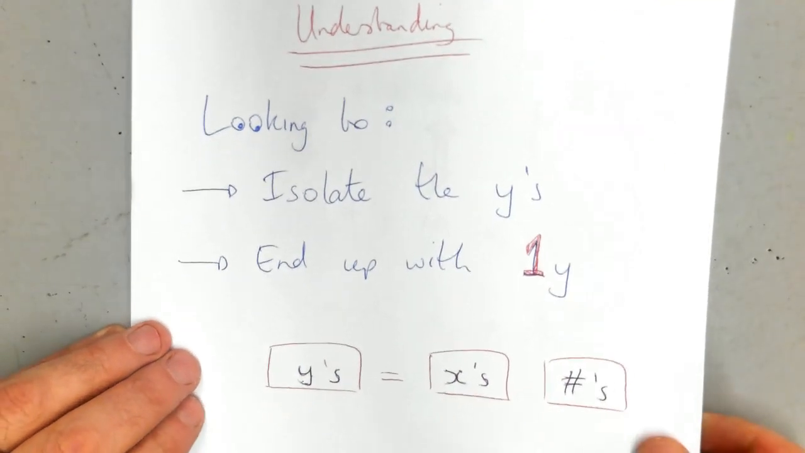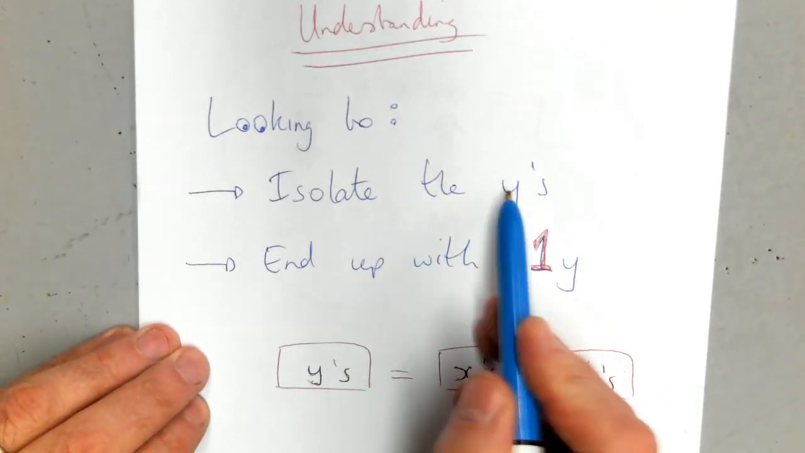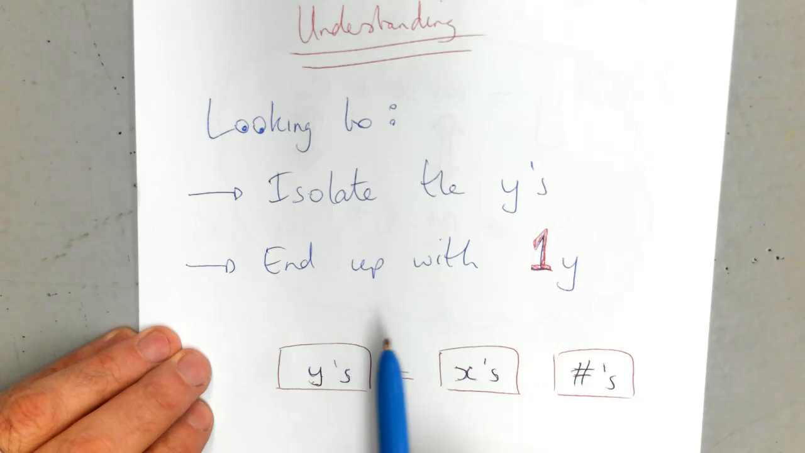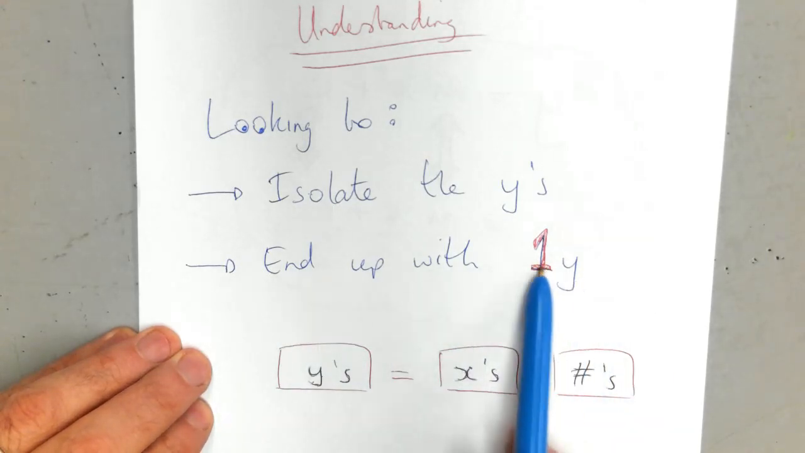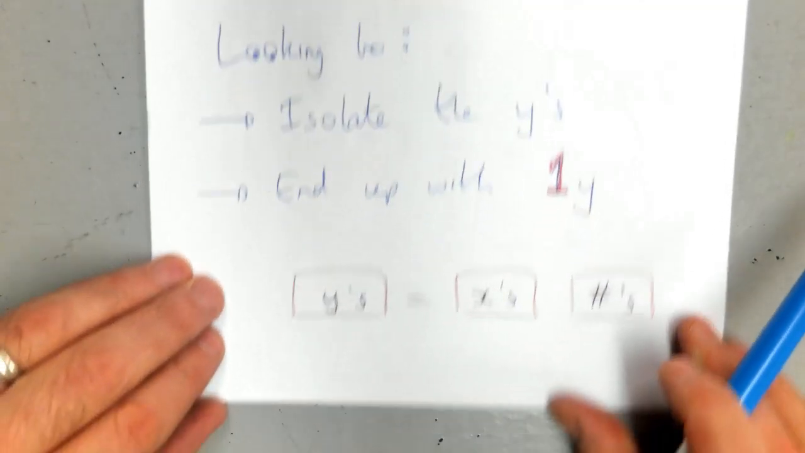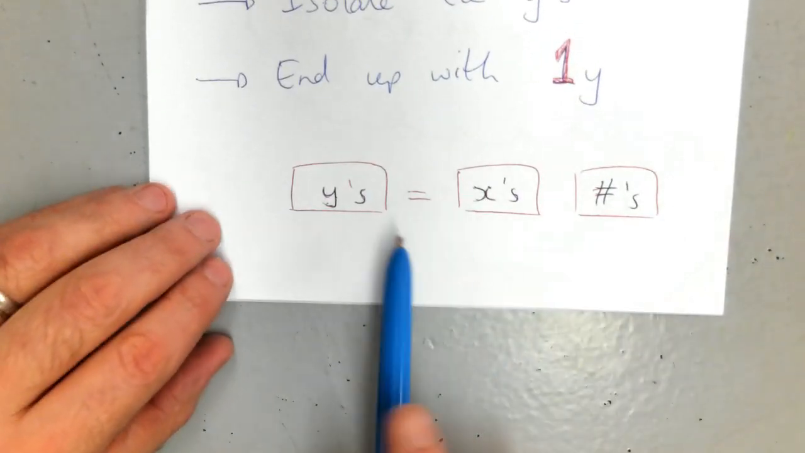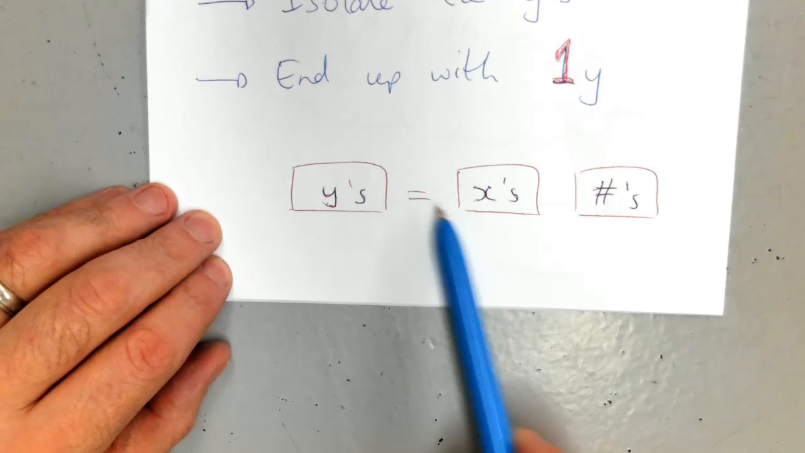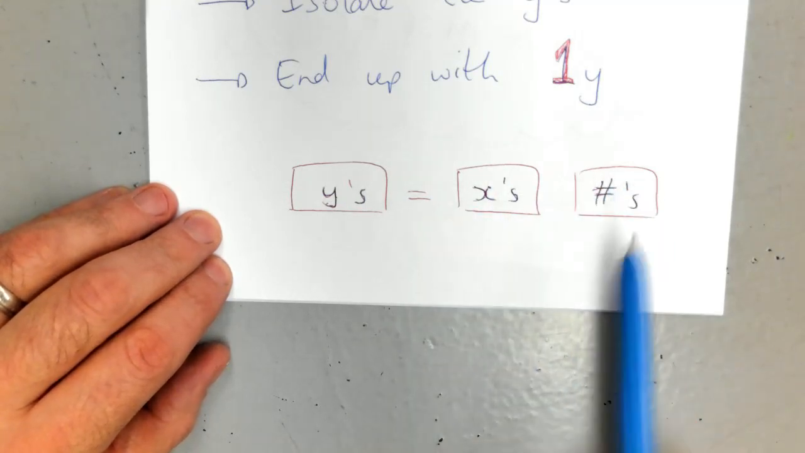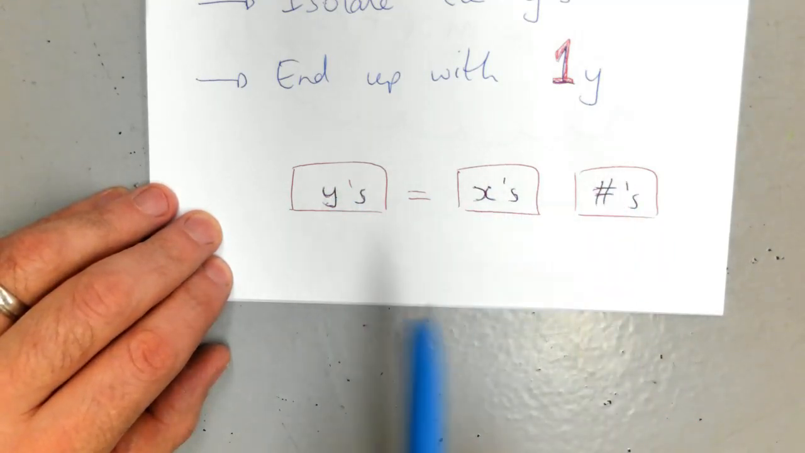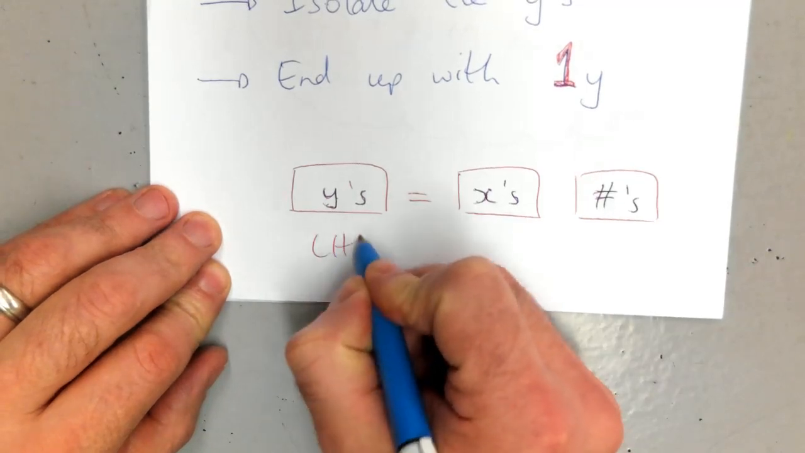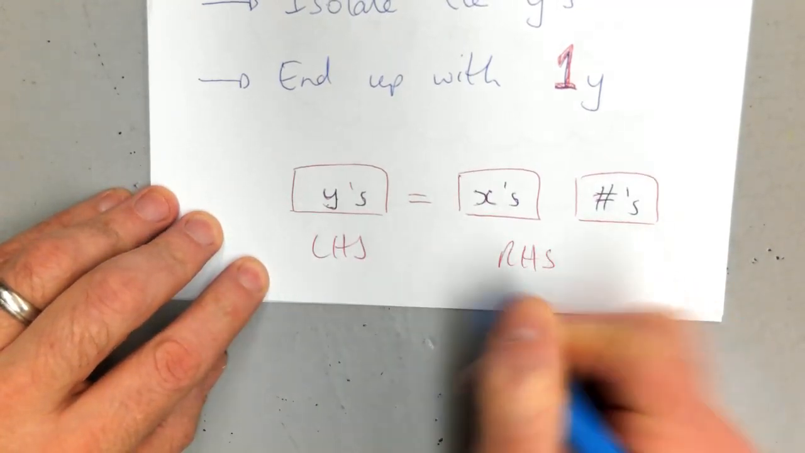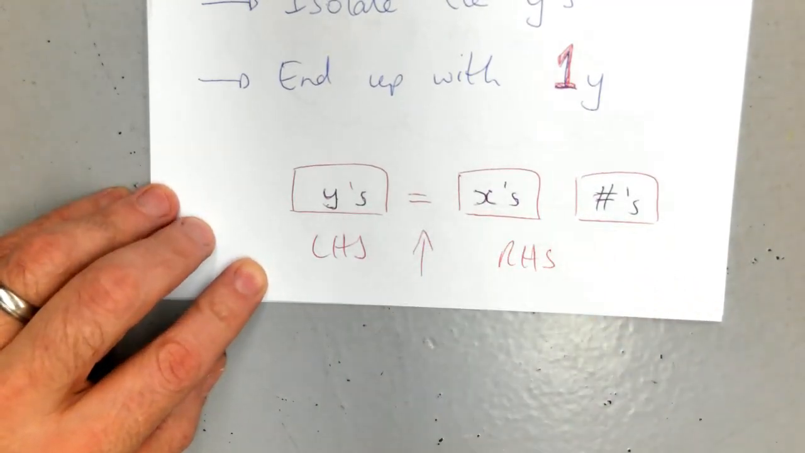So, some understanding here to make note of. We're looking to isolate the y's on one side, and we're also looking to end up with one y, just one y, not two y's, not anything else. Long story short, initially we're looking to get the y's equal to the x's and then the numbers. You'll notice we've got a left hand side and a right hand side, with the equals in the middle.